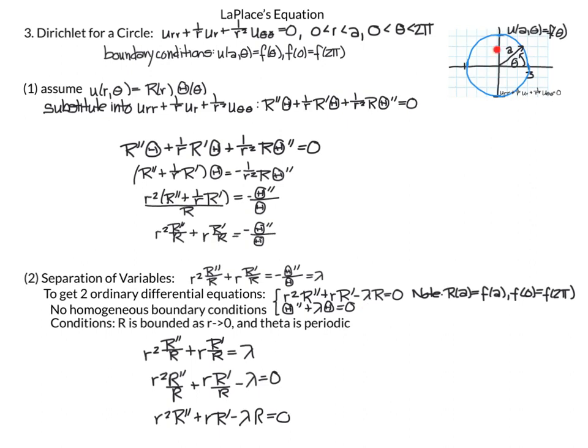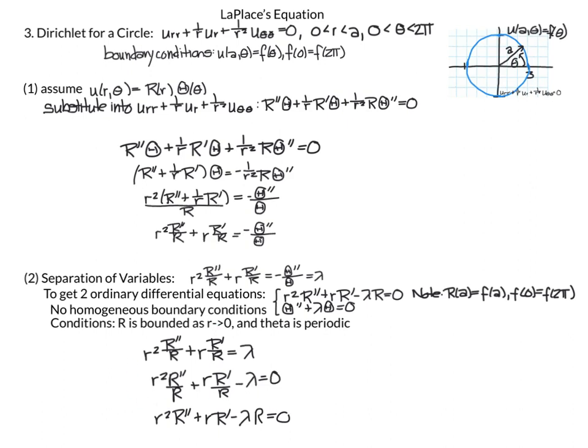And one thing to note is because our variables are r and theta, there's no time variable, so we don't have any initial conditions. We have no homogeneous boundary conditions because over here this is going to be equal to a function, so no homogeneous boundary conditions. But we do have two conditions on our solution. One, R must be bounded as r approaches 0. So when we're looking at our radius, we go up from 0 to a, but as we get really small, we want capital R to be bounded. The other thing is, again, our capital Theta, our function Theta, is periodic.